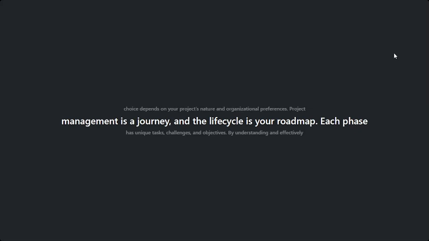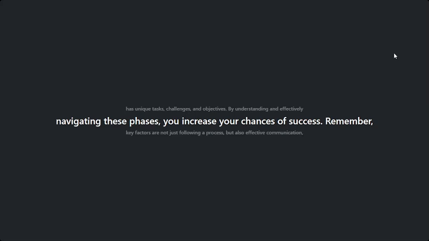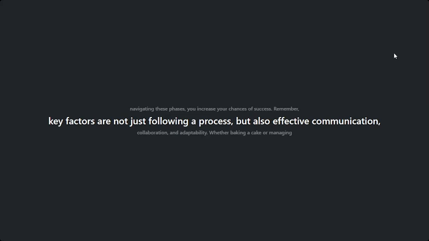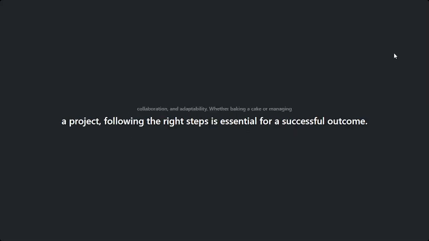Project management is like a journey, and the project management lifecycle is your roadmap. Each phase has its unique tasks, challenges, and objectives. By understanding and effectively navigating through these phases, you can increase your chances of project success. Remember, the key to successful project management is not only about following a set process, but also about effective communication, collaboration, and adaptability. So, whether you are baking a cake or managing a project, following the right steps is crucial for a successful outcome.